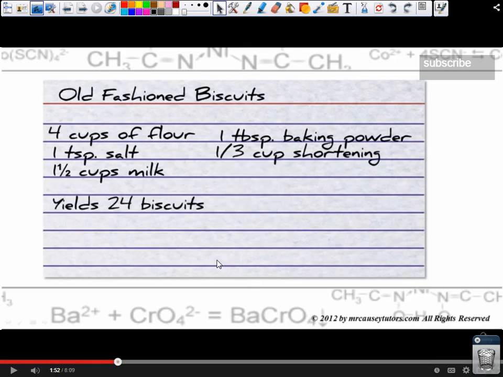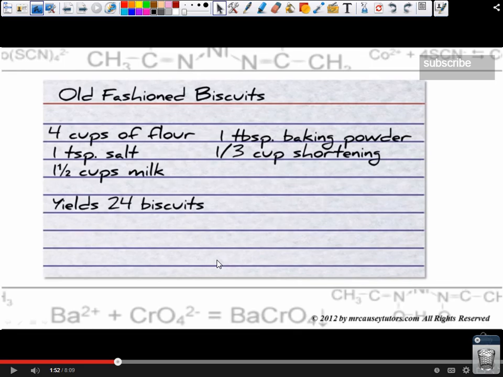Congratulations. All right, so here's the point. If we were going to make some biscuits, his recipe says we need 4 cups of flour. What is TSP? Teaspoon. Okay, teaspoon. 1.5 cups of milk. What is TBSP? Tablespoon. And then a 1/3 cup of shortening. That's a funny word. That's an old-timey thing he's using right there, okay?